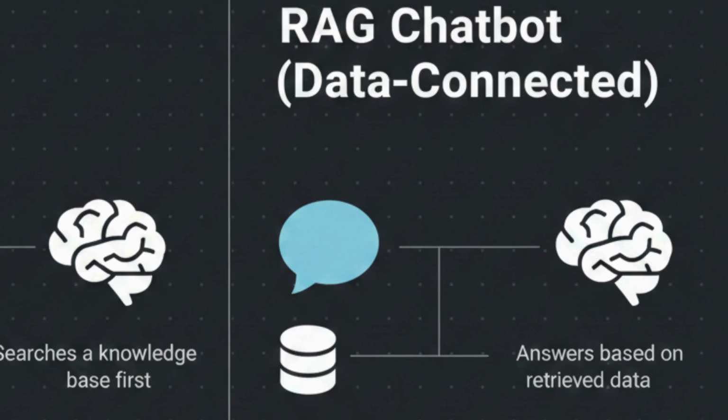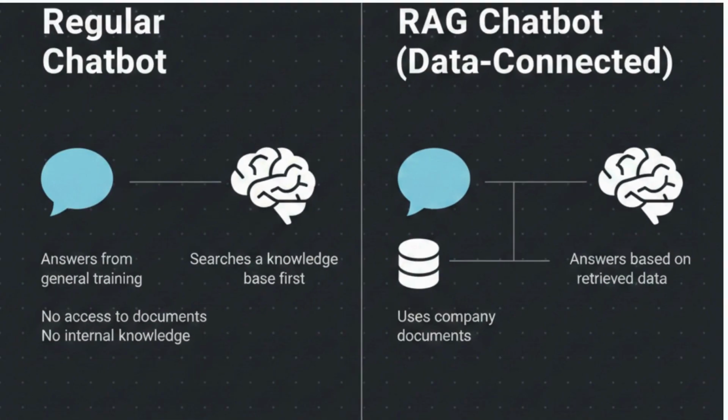So the response is not coming from memory alone, it is based on actual retrieved data. This is what allows the chatbot to answer questions accurately about things like company rules, legal documents, or support policies. So the key takeaway from this is this: a regular chatbot answers immediately while a RAG chatbot looks up information.